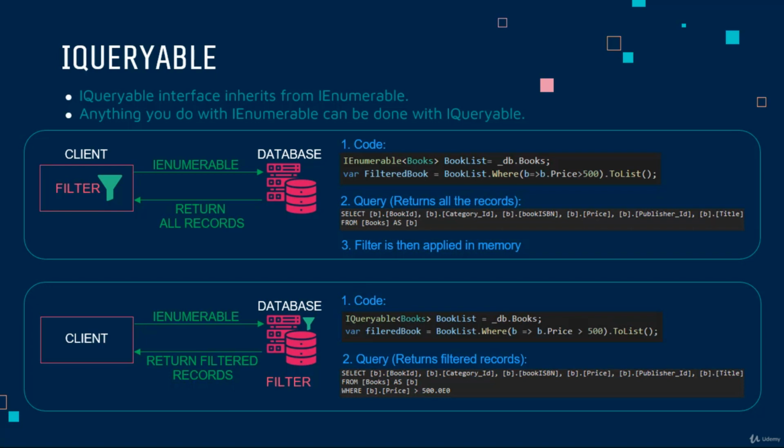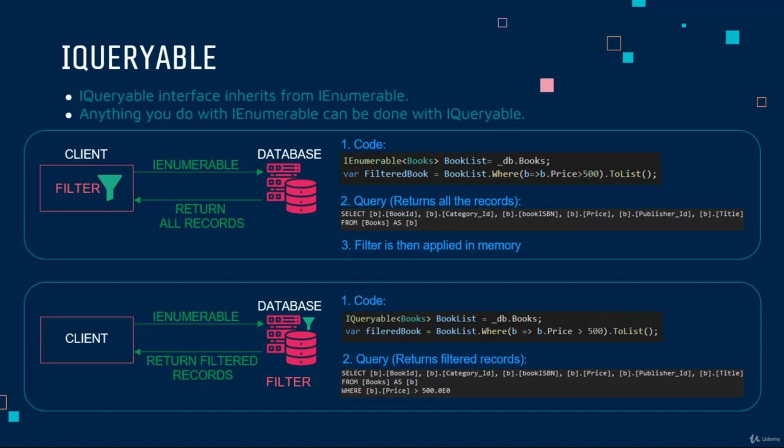I tried to explain this with an example, as you can see in the presentation. In the first example, the code has an IEnumerable of books, and we are retrieving _db.books. Then in the variable filteredBook, we have booklist dot where, and we are retrieving all of the books where price is greater than 500. We do the same thing in the later section, but with IQueryable. The way the query is executed is completely different in both scenarios.